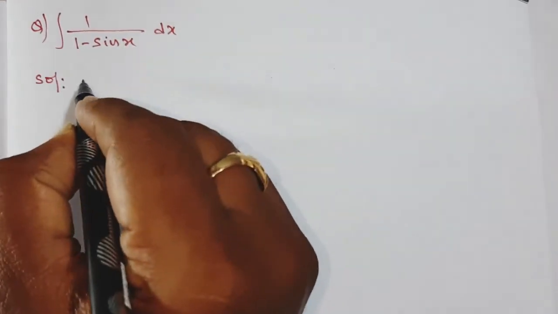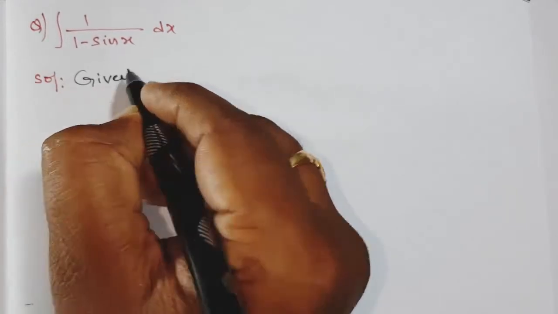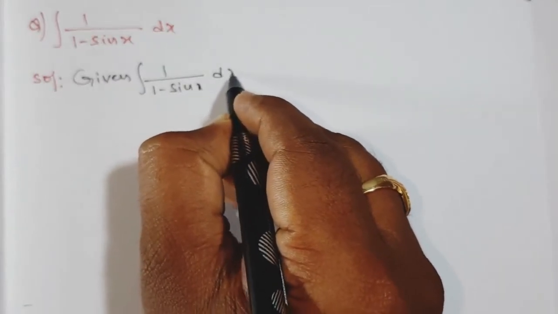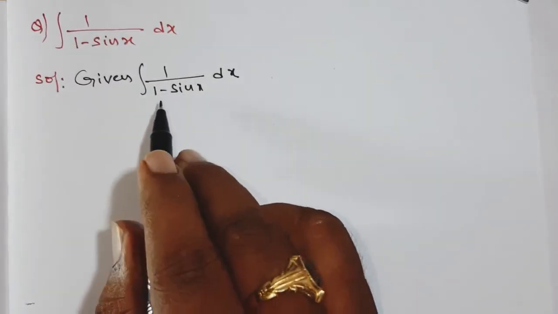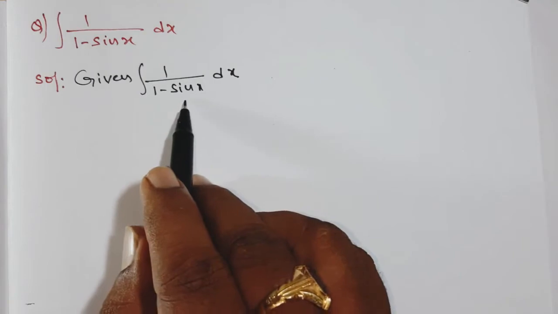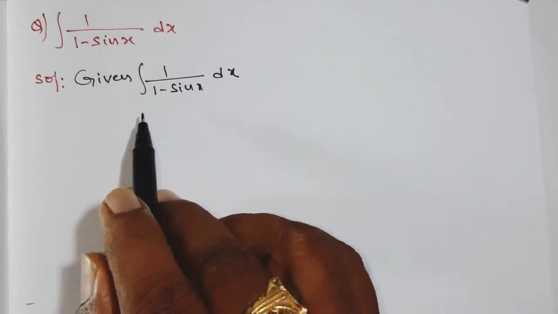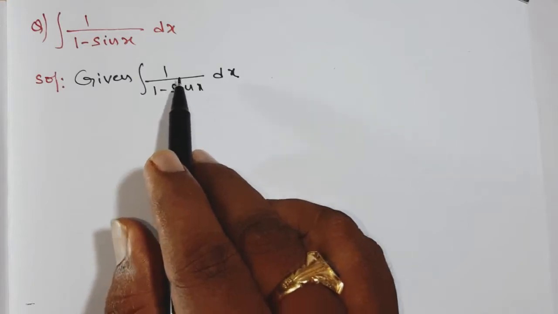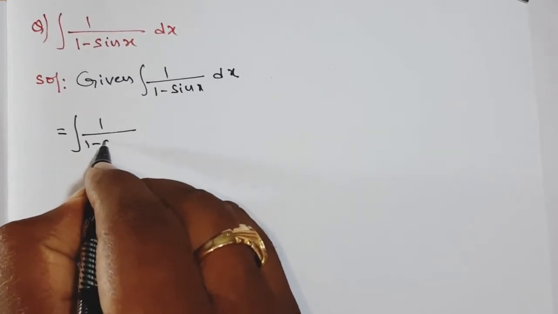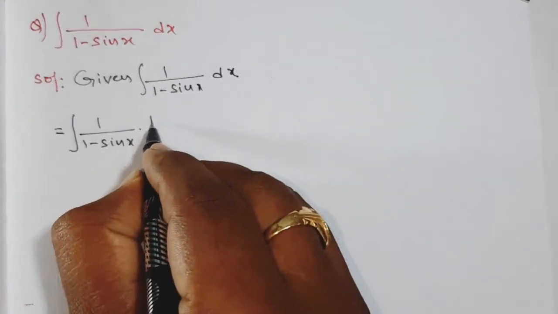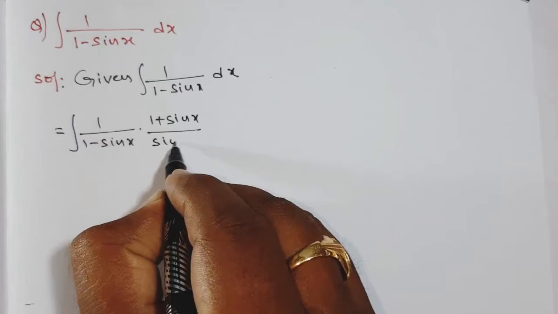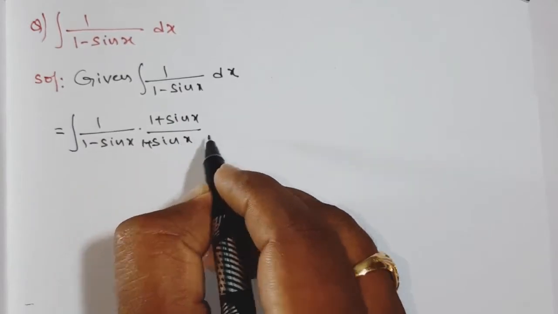So first we write the given problem: integral of 1 by 1 minus sin x dx. In this type of problem, the numerator has a single term and the denominator has two terms, so we rationalize the denominator. Rationalize means we take the opposite sign of the denominator and multiply and divide. Integration of 1 by 1 minus sin x into 1 plus sin x by 1 plus sin x dx.